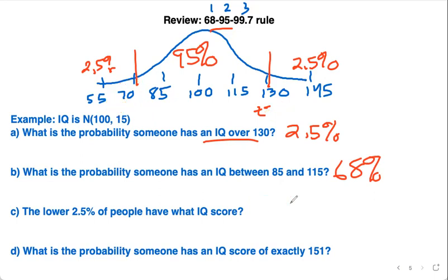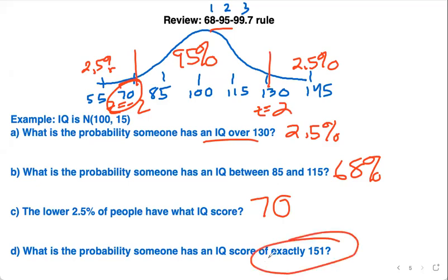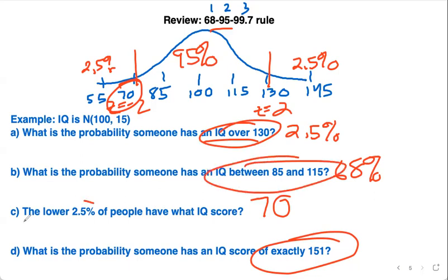But before I do that, let's keep that. You know why? Because the last question: what is the probability someone has an IQ of exactly 151? It doesn't matter if it's way over here. The problem is there's no shaded region. All these were over 130, between, lower 2.5%. Exactly, you can't. For continuous distributions, you can't pinpoint an exact value. So in that case, the probability would be 0%, 0.000.